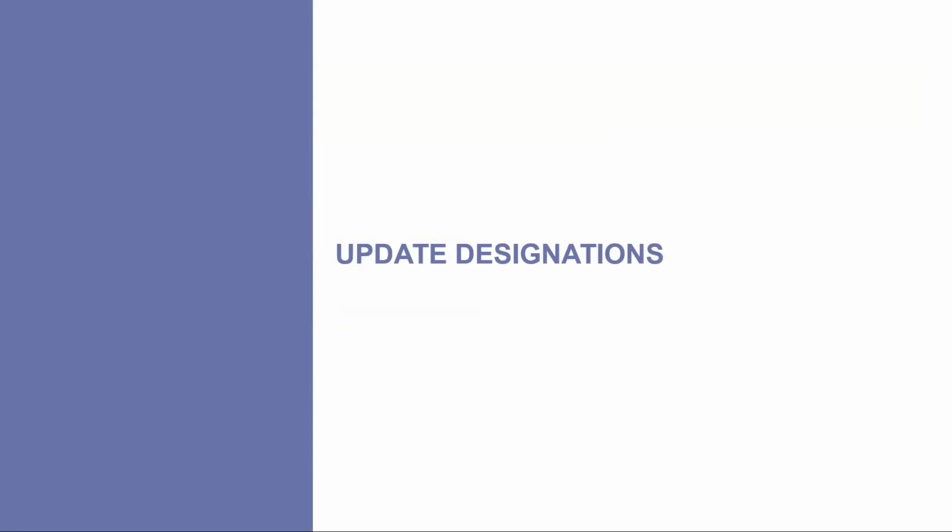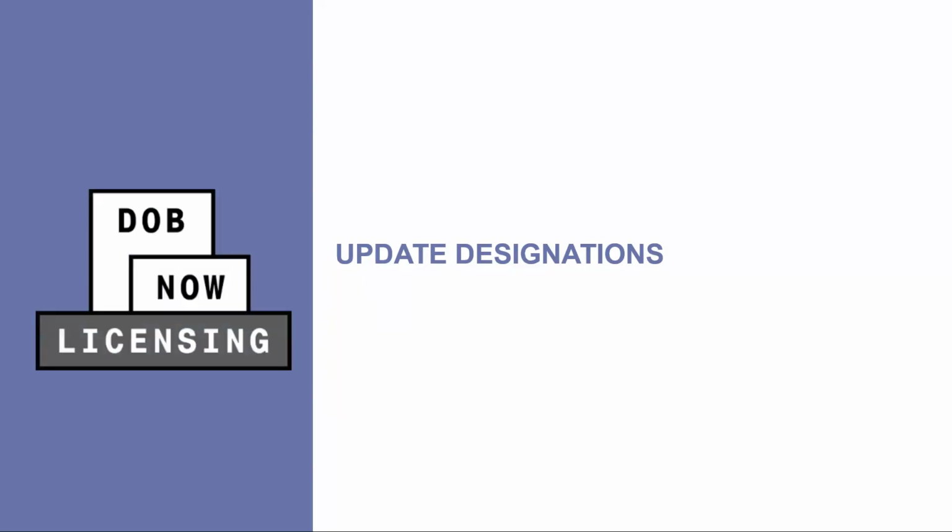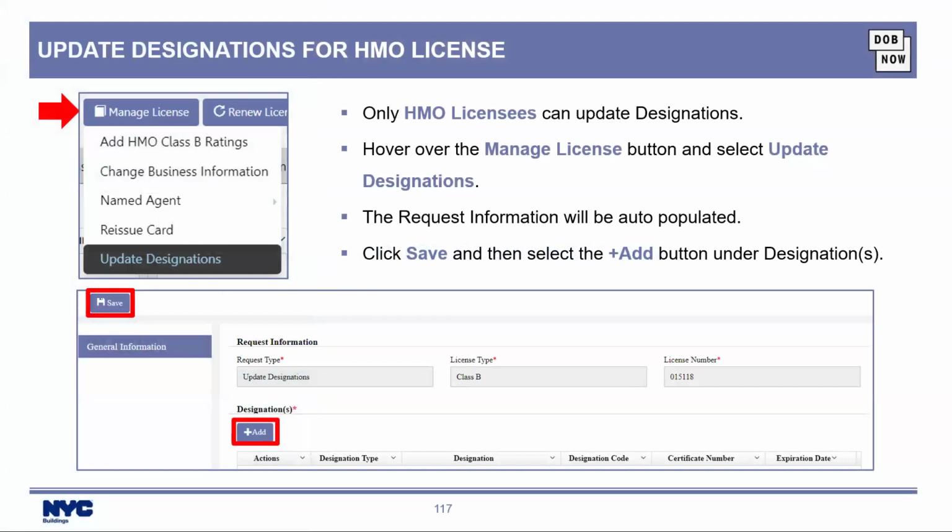Now, I mentioned that there were a couple of other options that were specific to HMO licenses, and those are update designations and B ratings. We'll get to B ratings in just a moment, but let's talk about updating designations. Only HMO licensees can update designations. You'll hover over the Manage License button and select Update Designations. Now, the request information is going to be auto-populated.